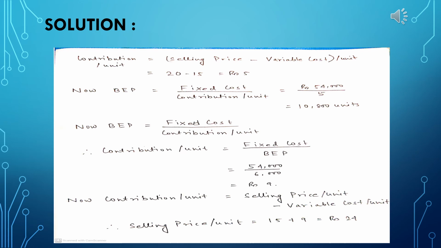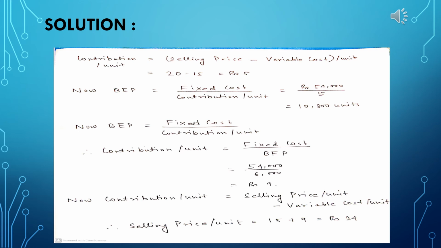So definitely the number of units will be less, so somehow I have to make up the figure with the per unit selling price. Let's see with the calculation if this concept is actually correct or not. If we are now taking the break-even point at 6,000 units, we are finding out the contribution. Contribution will be fixed cost divided by break-even point, and we get the contribution per unit at rupees 9.